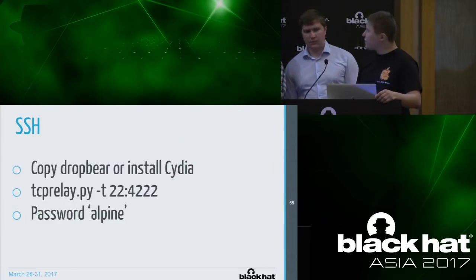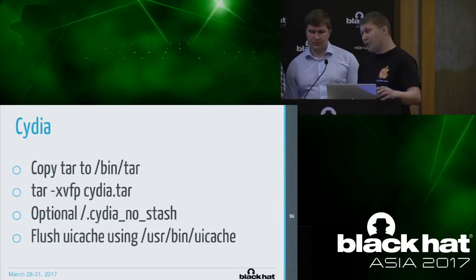After that, it's nice actually to have some SSH access to your device. You can do this in two different ways. You can install Cydia or copy Dropbear. Then on a desktop computer, you're just using TCP relay, which creates a tunnel to your device. And then you use regular SSH with the password alpine to access your device. It's not really needed for security researchers, but for most people, jailbreak means Cydia.